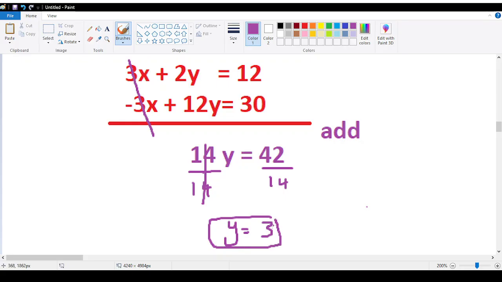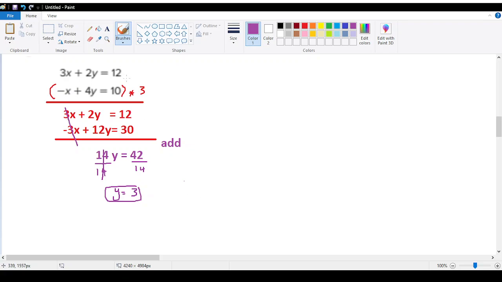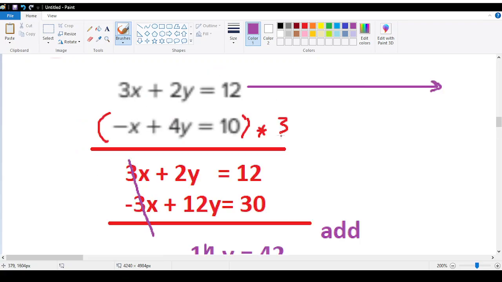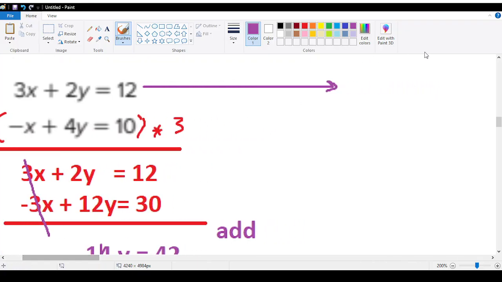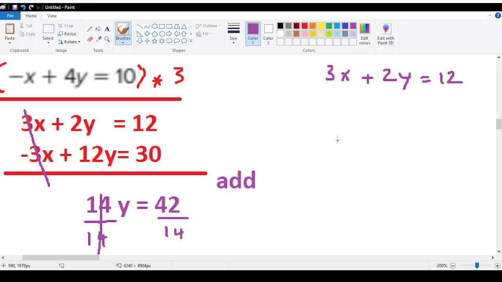3. Now we should go back and find what? X. So let's go back to the first equation. 3x plus 2y equal 12. Okay. Now we should substitute y here. So 3x plus 2 times y. What's the value of y we said? 3.